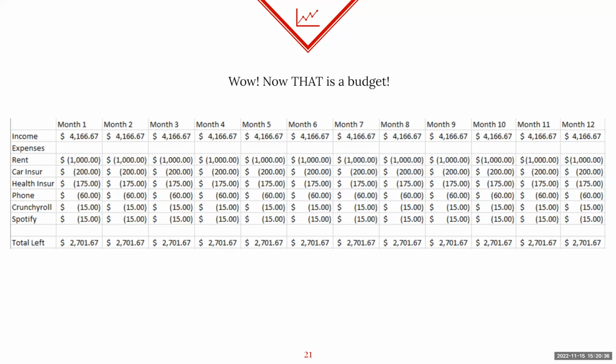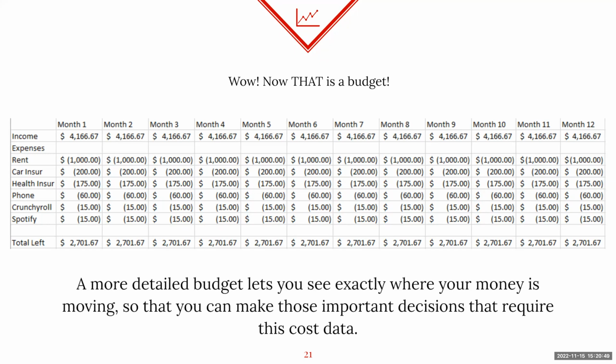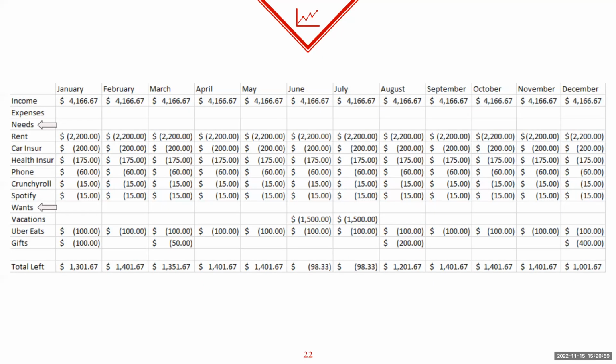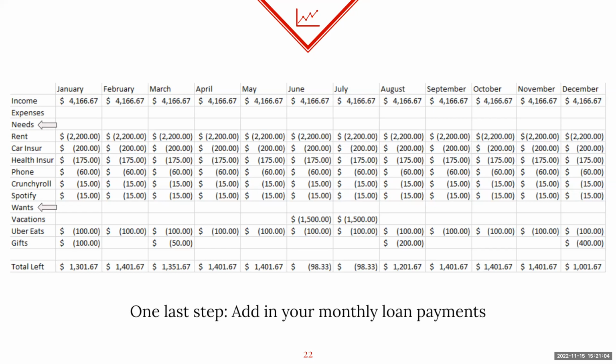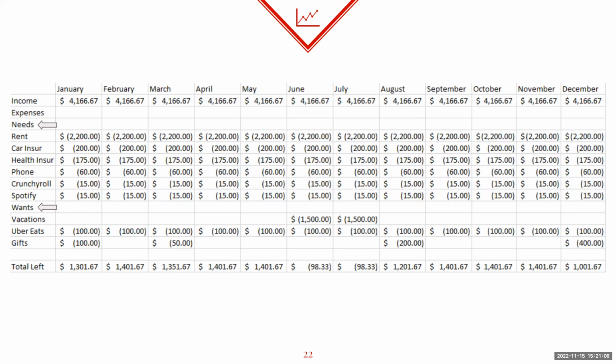We have the months at the top for the entire year. We have our income spread out during those months, a list of our expenses, and what that leaves us with each month. A more detailed budget lets you see exactly where your money is moving so that you can make those important decisions that require cost data. But we still need to add a little more to this budget. So we're going to put in our needs and our wants.